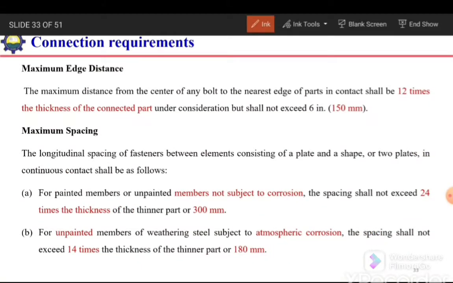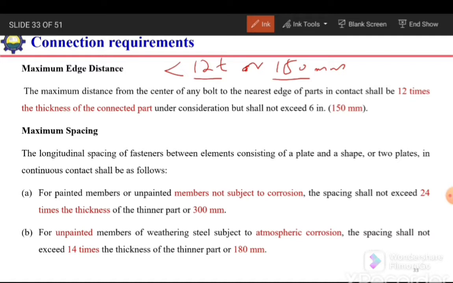Okay, next is limitation on maximum edge distance. So the maximum edge distance should be less than 12 times the thickness of the connected parts under consideration, and shall not exceed 150 millimeters. So it is the lesser of 12 times the thickness of the connected member, or the value 150 millimeter. So maximum edge distance cannot be more than 150 millimeter.